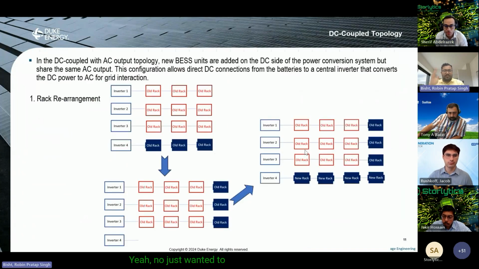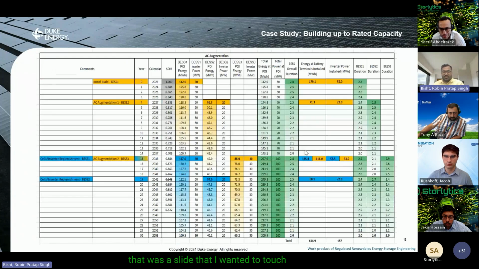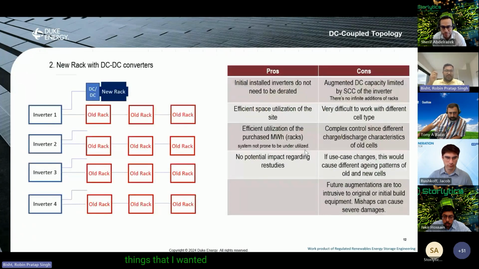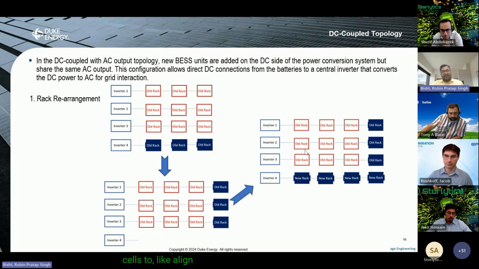Yeah, no, I think that was the slide I wanted to touch on. One of the things I wanted to add regarding DC augmentation, and one of the flavors of DC augmentation is rack, which is my least favorite, because you're arranging the battery cells to align with similar cells with a similar state of health and other characteristics, but it's way too intrusive. You're taking out cables, connecting, disconnecting, and like I said earlier, it's a big concern.